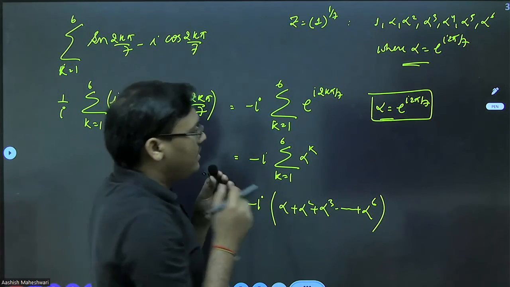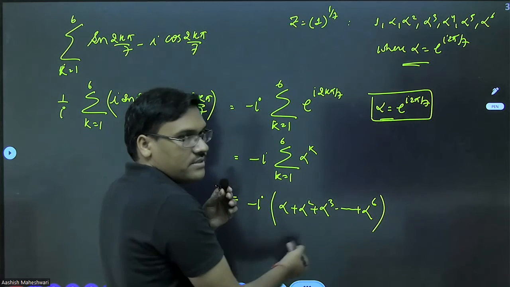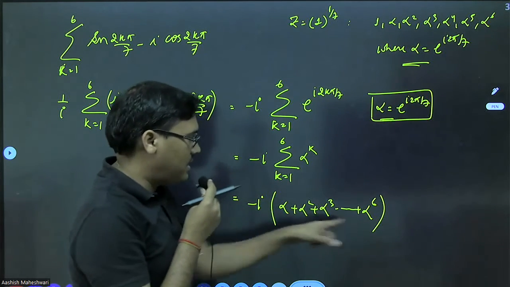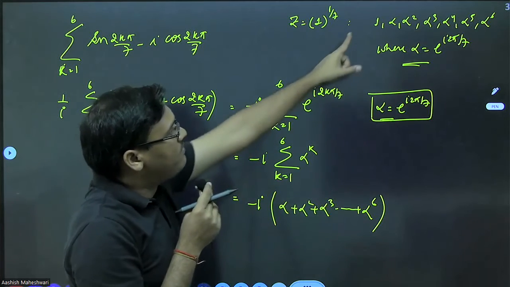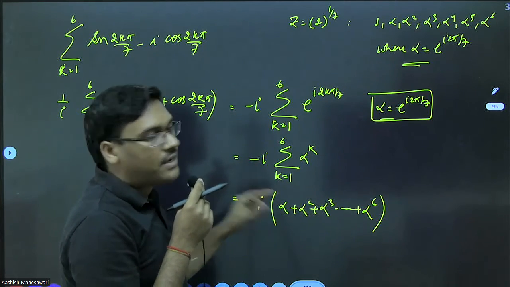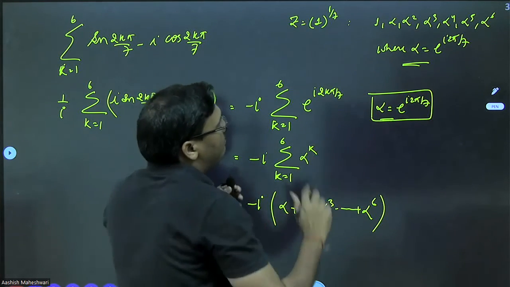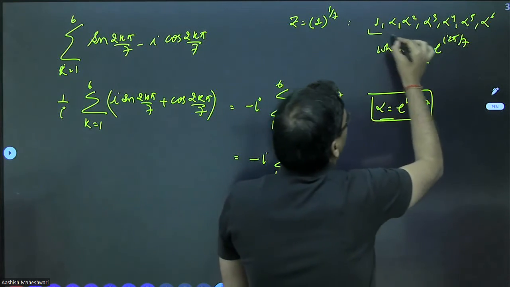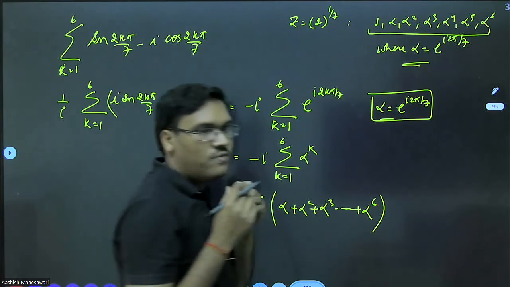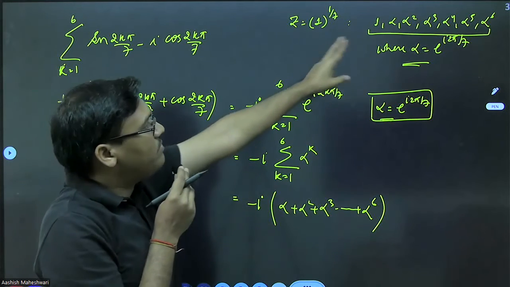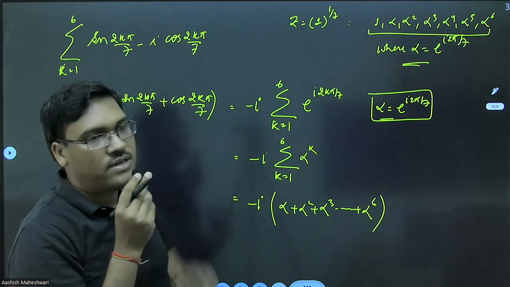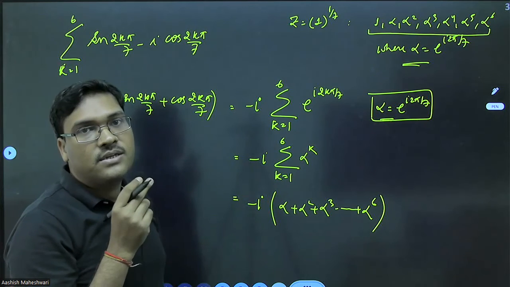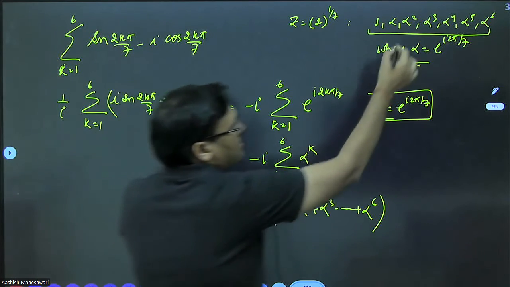Now see, this is the same thing. What is this? Alpha, alpha square, up to alpha 6. These are the seventh roots of unity except 1. The 1 is missing, correct? Now we know the property of nth roots of unity, that the sum of nth roots of unity is always equal to 0. That is, 1 plus alpha plus alpha square, and so on, up to alpha raised to 6 is equal to 0. Sum of nth roots of unity is 0.